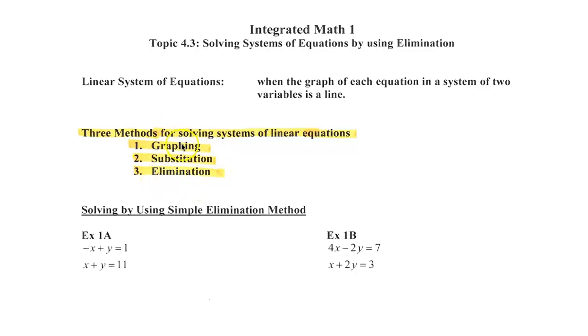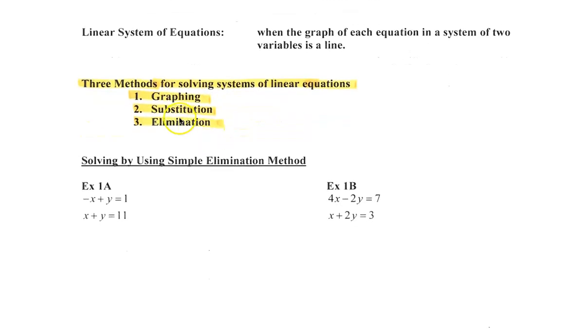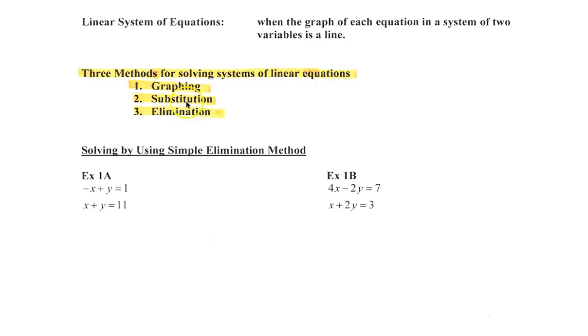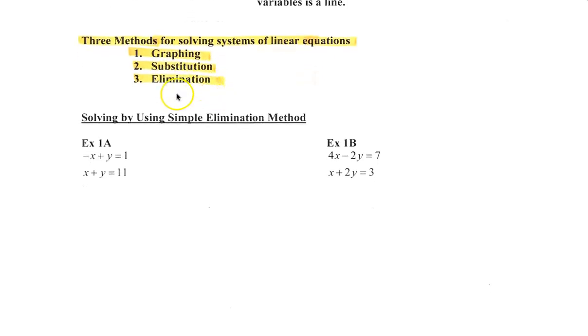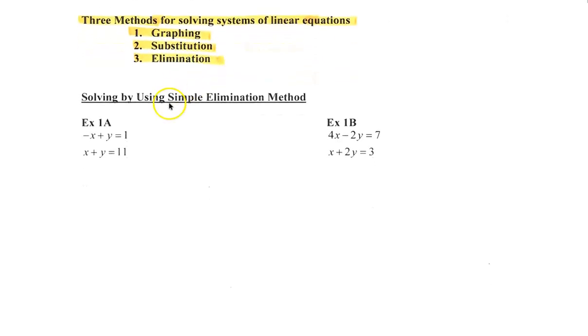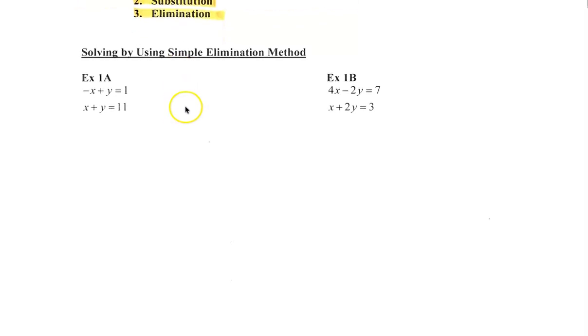So remember, graphing is best when you have a nice graph, and if they're already in slope-intercept form. Substitution is nice when you already have a variable that's by itself, isolated. Elimination is nice for all the other times. So we're going to solve by elimination. Let's do the easy way first. So here's our first example.